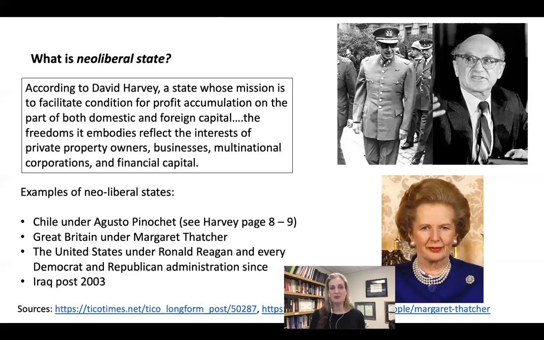Okay, so some examples of neoliberal states, places where governments have been mechanisms of neoliberal economic reform. Well, the book that you read talks about Chile under Augusto Pinochet. It also mentions that Margaret Thatcher created the neoliberal state in Great Britain, meaning that she created the government apparatus, the policies, implemented the ideas of neoliberal policy, neoliberal ideology in Great Britain. In the United States, neoliberal reforms occurred under President Ronald Reagan and have been implemented under every administration since. Neoliberal policies have not been a Democrat versus Republican issue.